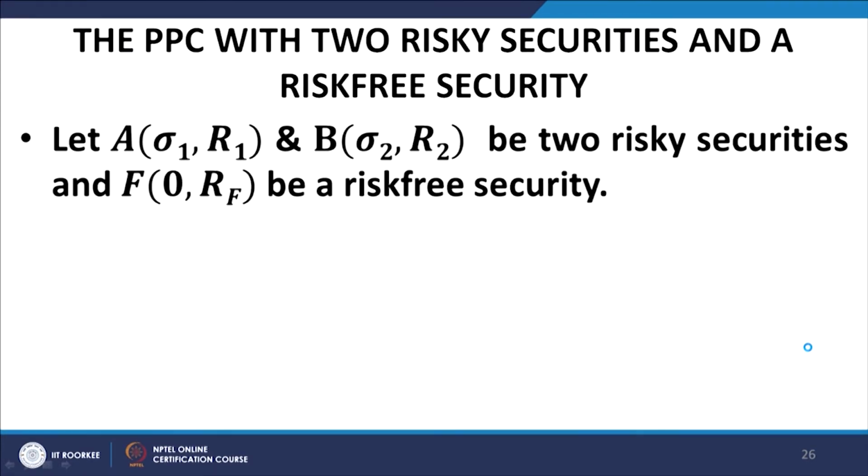Now, we come to the nuances of portfolio theory. So far, we have been addressing the foundations of portfolio optimization, or rather the shape and structure of the portfolio possibilities curve in rather simplistic situations. We now get into the nuances of this theory. We now consider the portfolio possibilities curve, or the portfolio possibilities region, as you will soon find it to be, with two risky securities and a risk free security.